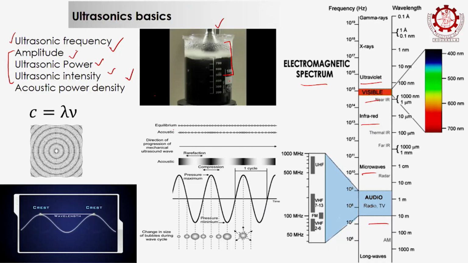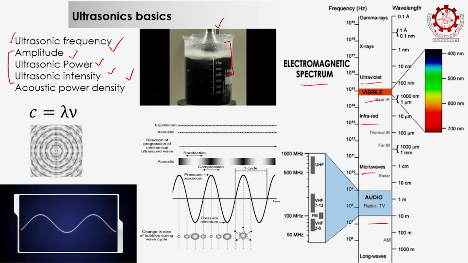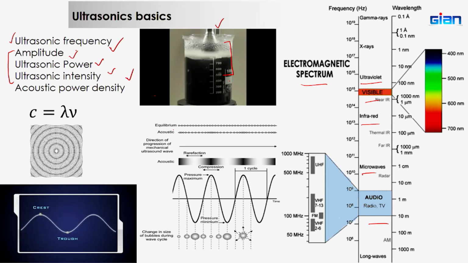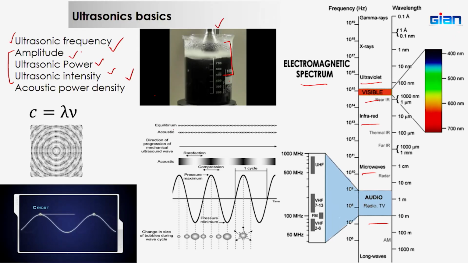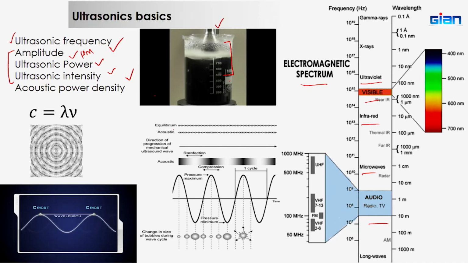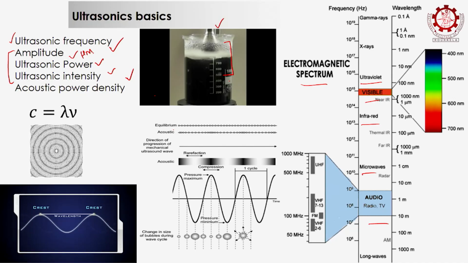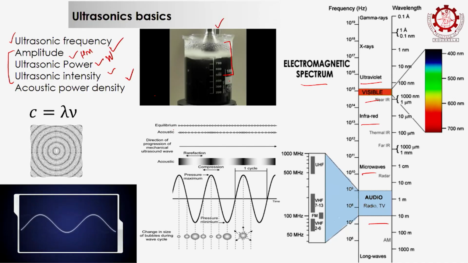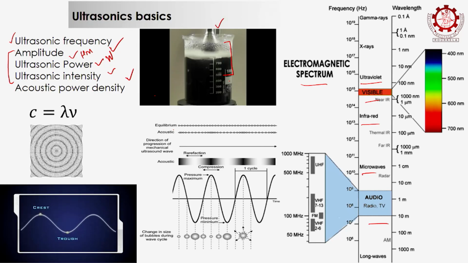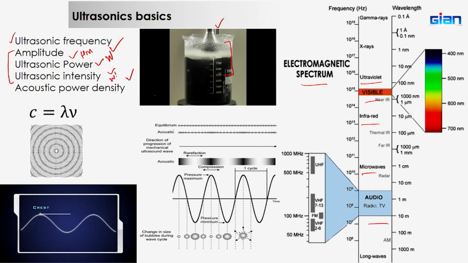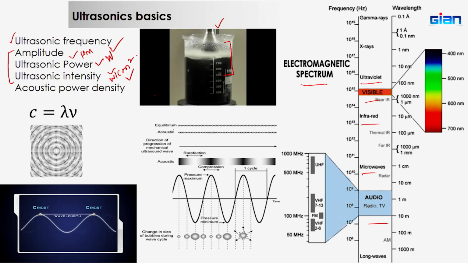We'll go through that, and if you have any question, feel free to ask. Getting clarity is very, very important. What we can change is basically amplitude, power, intensity and acoustic power density. The unit of amplitude is a unit of distance, that is micrometer. Power is in watts. Ultrasonic intensity is in watt per centimeter square, which is dependent upon the radiating surface.